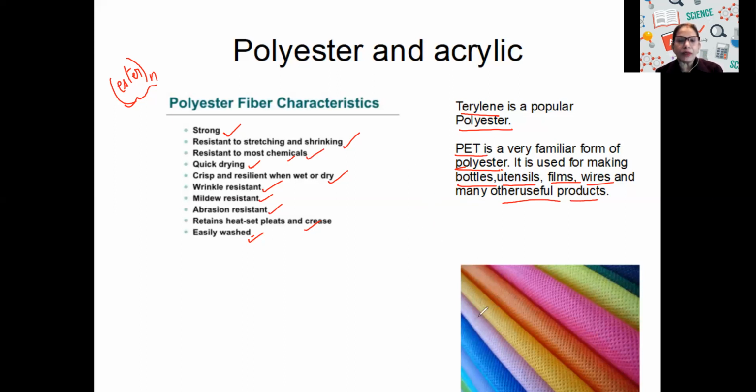And the fabric will look like this. Polyester fabrics appear a little like this. They can again be dyed and used. Okay, so these are the characteristics of polyester.